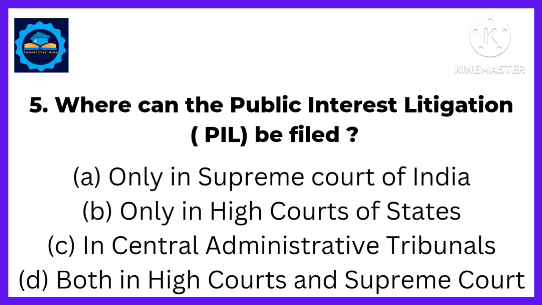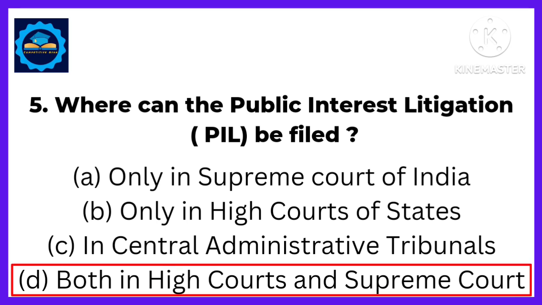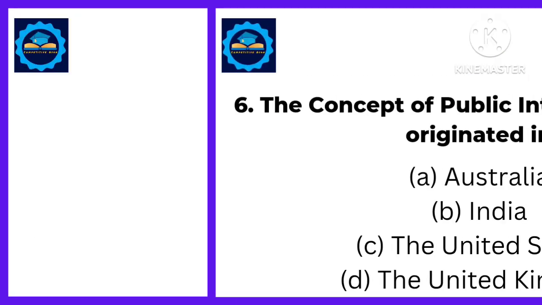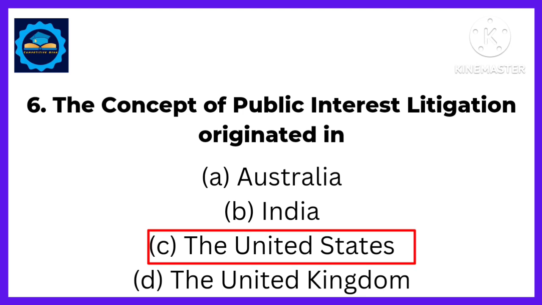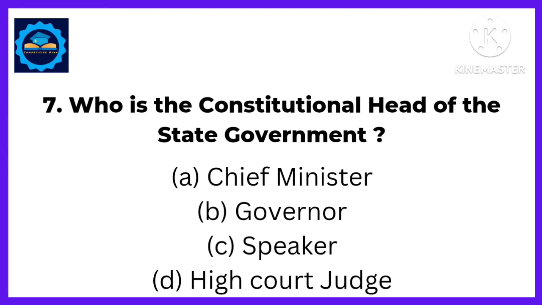Next, where can the public interest litigation be filed? Answer: both in High Courts and Supreme Court. Next, the concept of public interest litigation originated in. Answer: in the United States. Next, who is the constitutional head of the state government? Answer: Governor is the constitutional head of the state government.